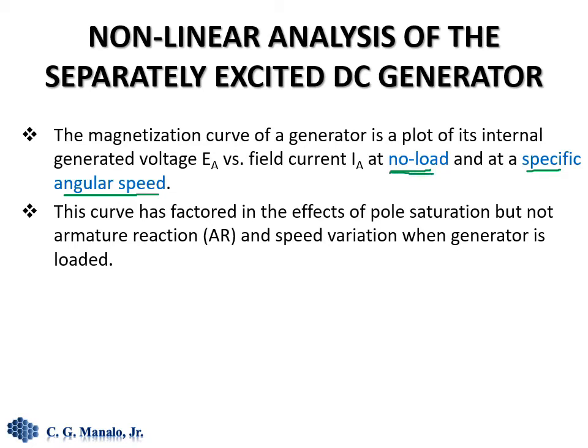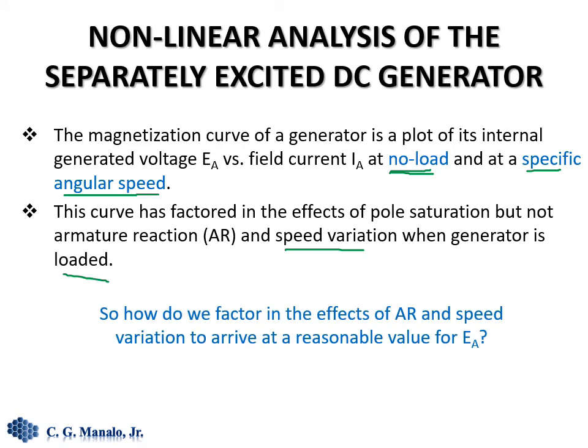So in our succeeding examples, we will try to incorporate armature reaction to see how these phenomena affect the characteristics of the machine. For speed variation, we won't be covering this because in reality, generators are normally equipped with speed regulators, so we don't have to worry about the speed changing with load.